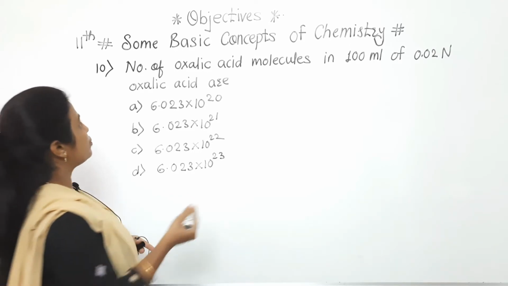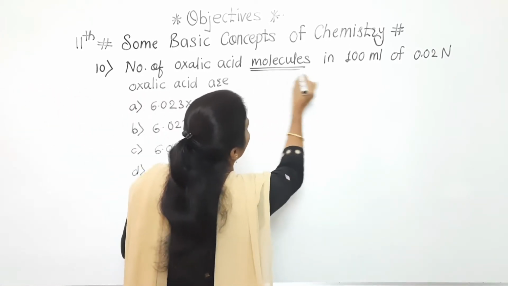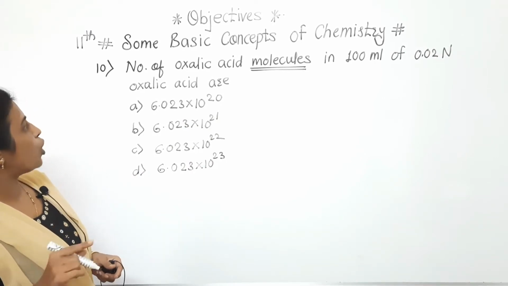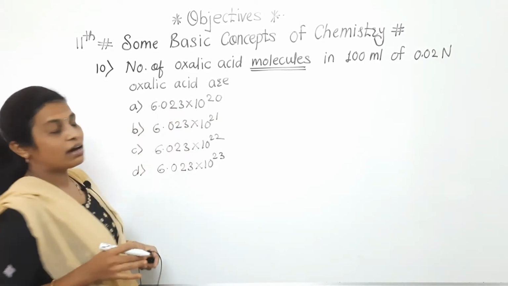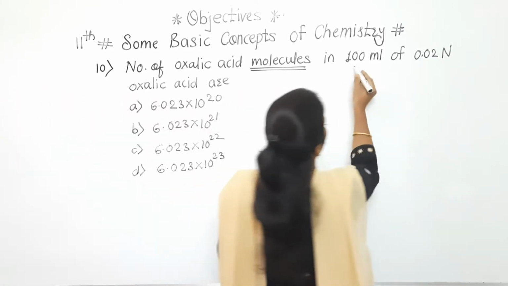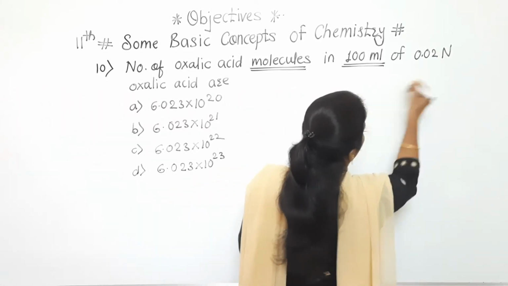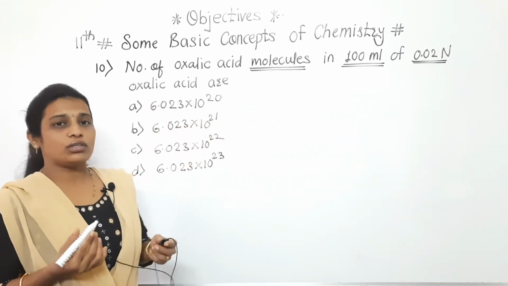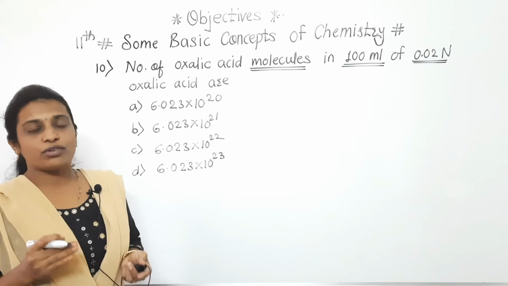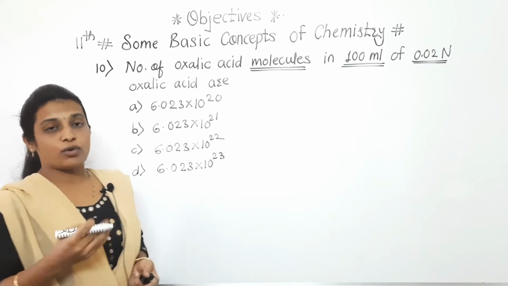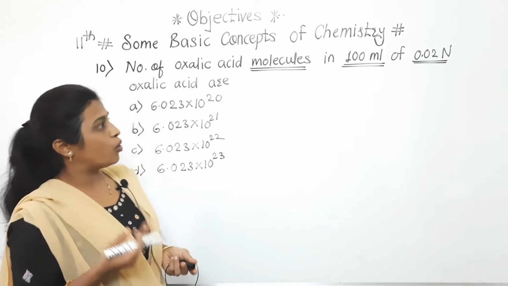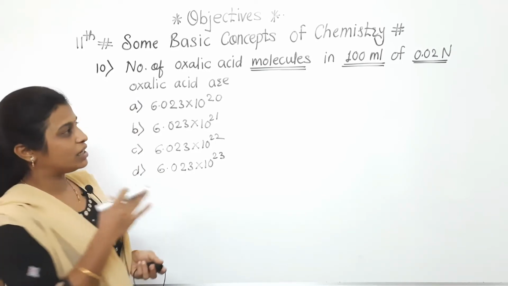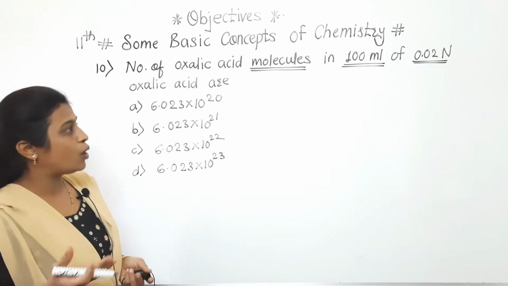Here we have to consider the number of molecules in 100 ml of 0.02 normal oxalic acid. We have to find the number of molecules present in 100 ml whose concentration is 0.02 normal. Up to now, we have not seen such a problem in which volume is given, but that volume was at STP. Here it is not given at STP. So how to find it out?